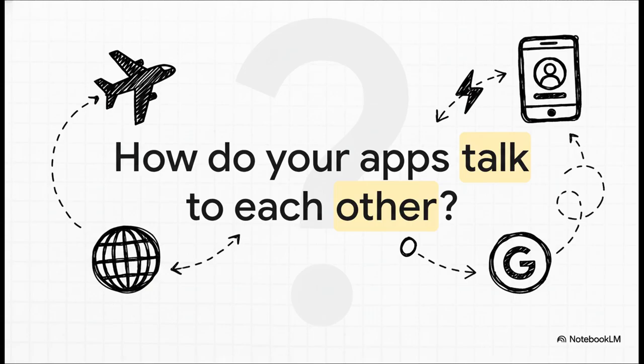I mean, really think about it for a second. How does a travel website pull flight data from a dozen different airlines all at once? Or how can you log into a brand new app with your Google account in just one click? It honestly feels like magic, right? But it's not. It's all about the power of APIs.